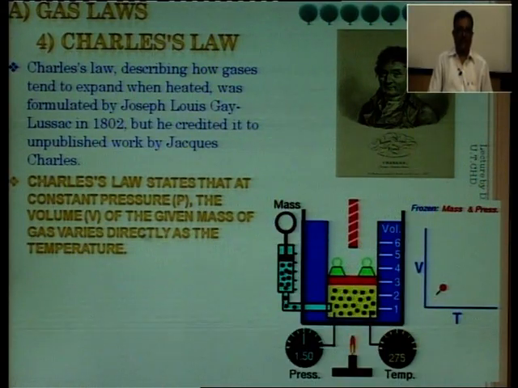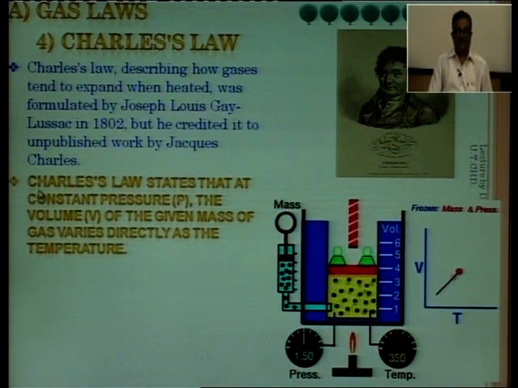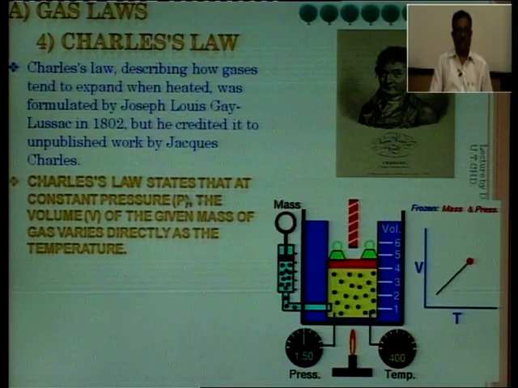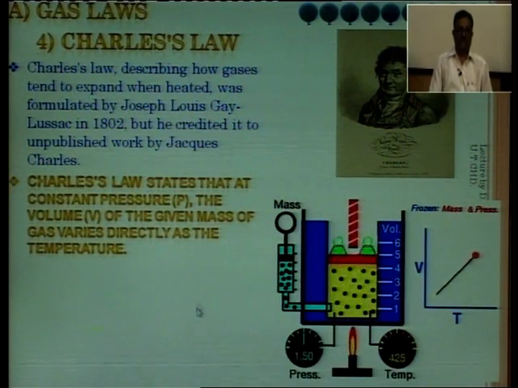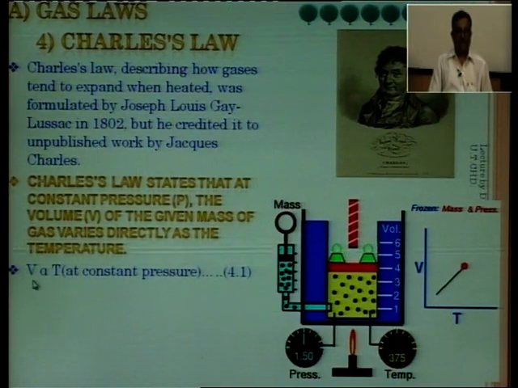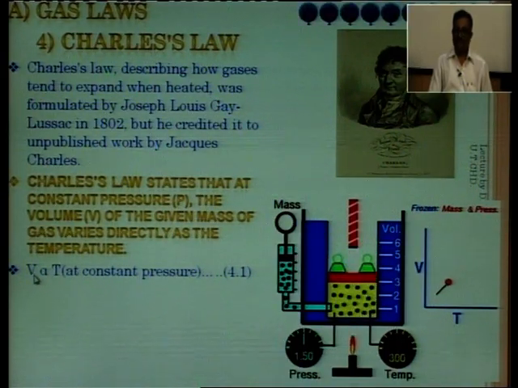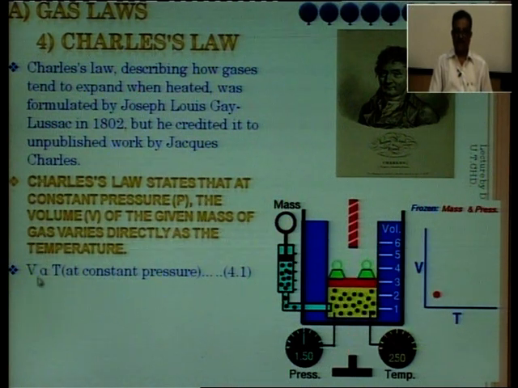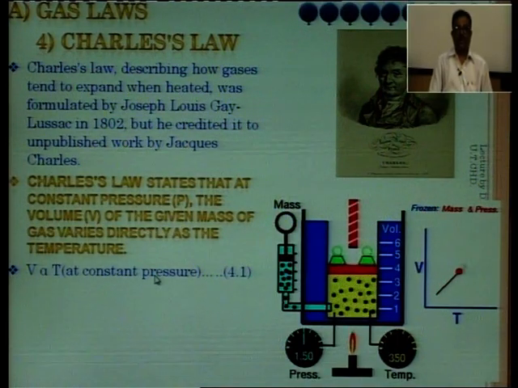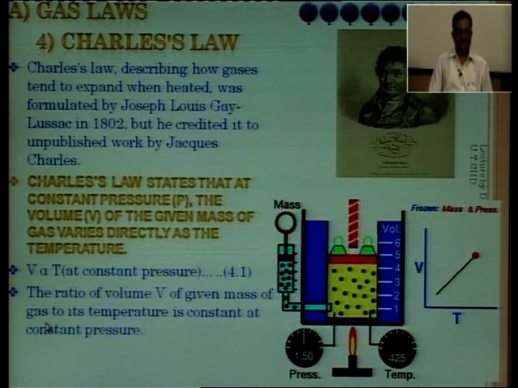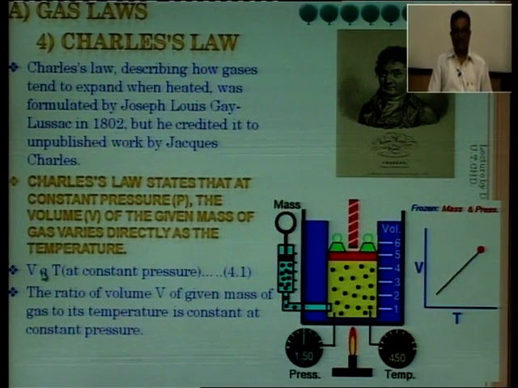Okay. So, the statement of Charles' law, again you read it once again. Charles' law states that at constant pressure the volume of a given mass of gas varies directly as the temperature. This can be written mathematically: if V is the volume of the given mass of a gas at constant pressure and capital T is the temperature of the gas, then we can write V is proportional to T at constant pressure. Or if you simplify, removing this proportionality, you will get a constant.